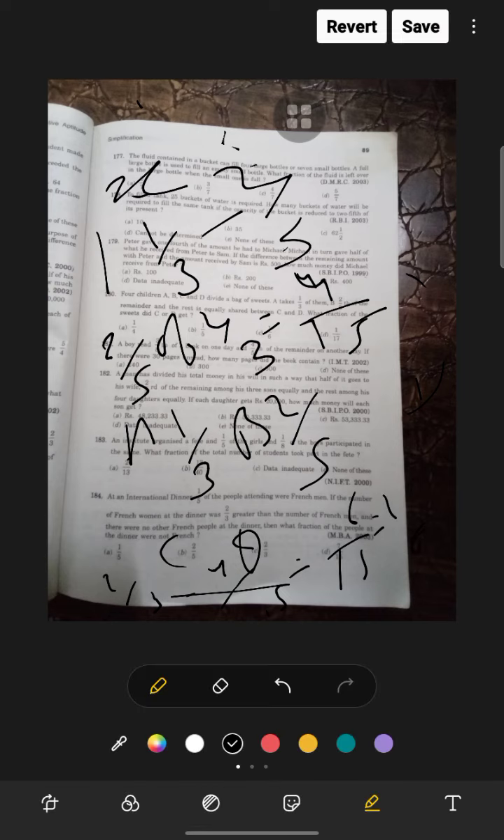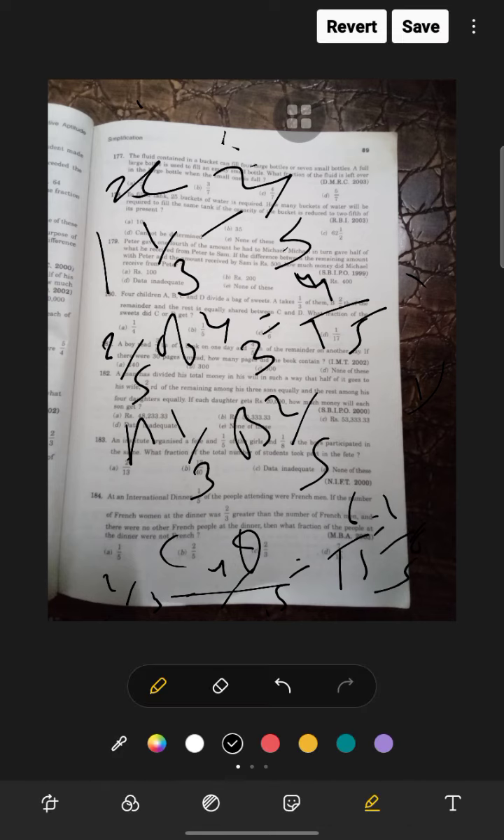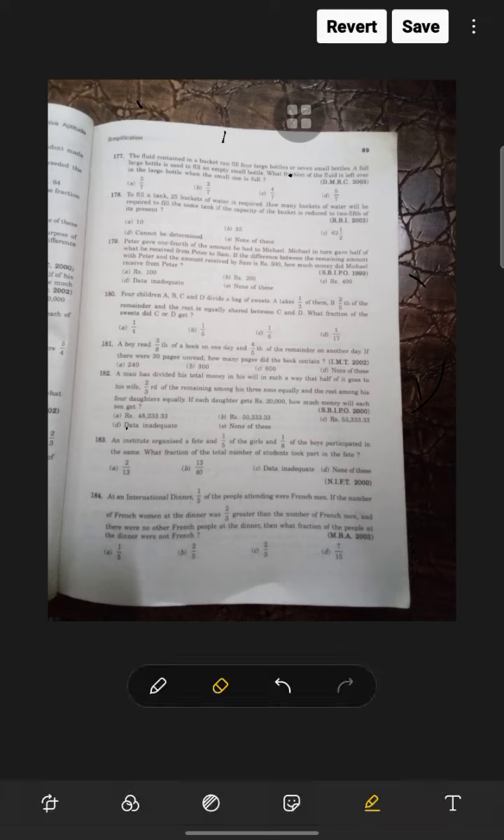Okay, so C's share equals the D's share. So it is now 2 by 5, 6 by 15 equals 2 by 5. So 1 by 2 of 2 by 5 is what? Because both have the equal amount, 1 by 2 of 2 by 5 equals 1 by 5. So the answer will be 1 by 5. Quite calculative. We should have calculations in our mind.